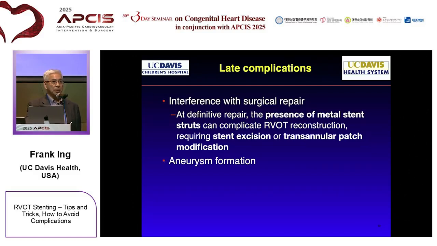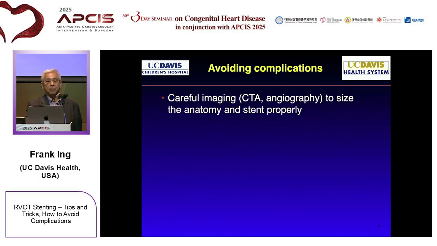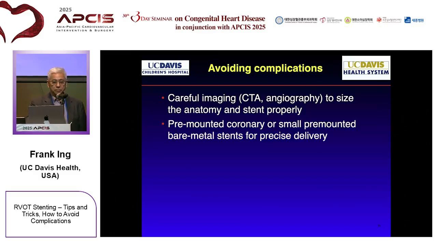Aneurysmal formation can happen, especially when the RVOT thins out, and you have to be aware of that. You can have a pseudoaneurysm or actually a true aneurysm. And let's just talk about how do we avoid some of this. First thing is careful imaging, right? I always talk about when you take an angiogram, don't look at the frame that gives you the best contrast. Look at the frame where it's the maximal diameter, because when you undersize it, the stent has a risk of embolizing. So that size is really, really important.